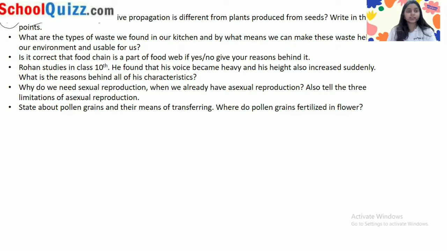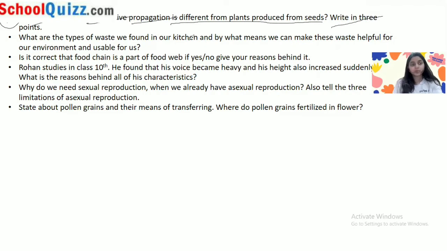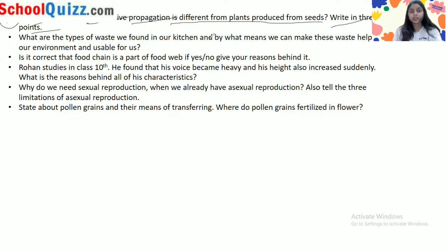The first question is: how are plants raised by vegetative propagation different from plants produced from seeds? Write in 3 points. So the question is asking about vegetative propagation, and also the plants which are produced from seeds.